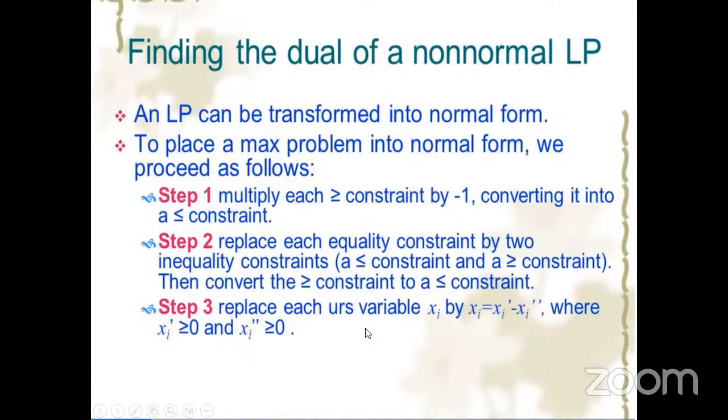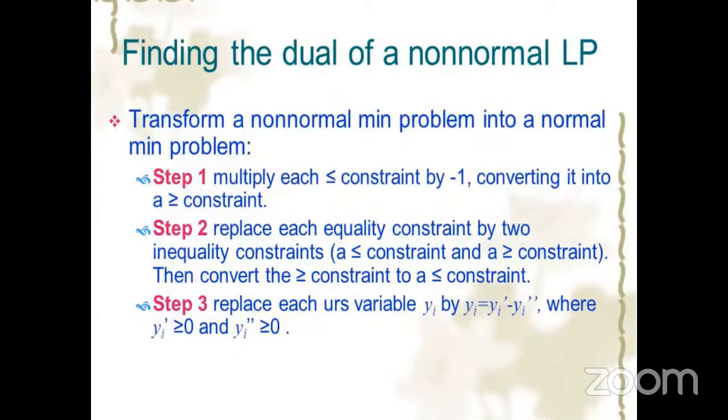Step 3, replace each unrestricted variable, that is your variable x1, by x1 plus minus x1 minus, where x1 is greater than or equals to 0. So transforming a non-normal minimum problem into a normal minimum problem. This you won't be getting it actually. Just simply to know what is primal and dual, what to do, how to solve it.